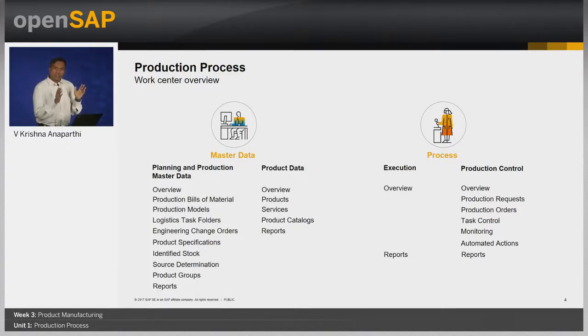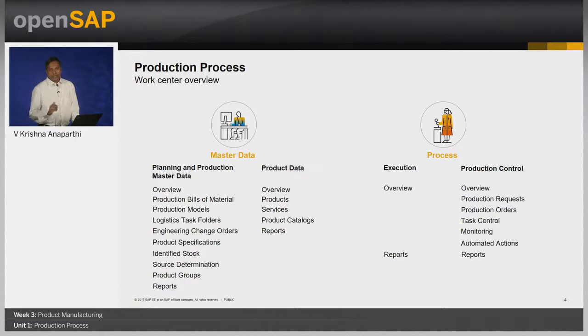Having understood the production process business flow and the key benefits it offers, let's take a quick look at the key work centers of the solution which are relevant to users from the standpoint of execution. The first one is planning and production master data. As the name suggests, this is the place where user will define the production master data elements like production bill of material, production model, engineering change order, etc.